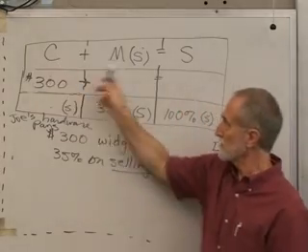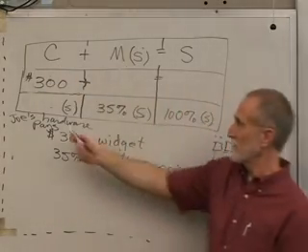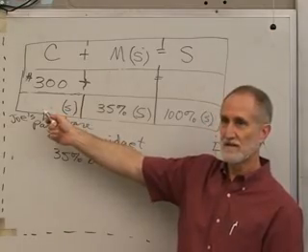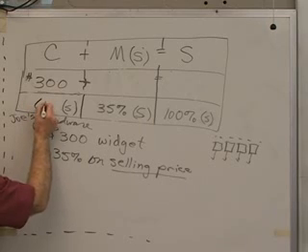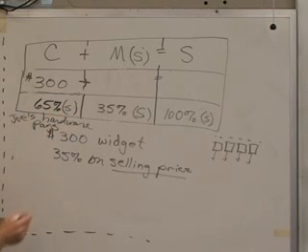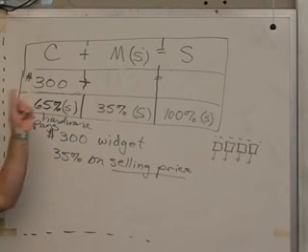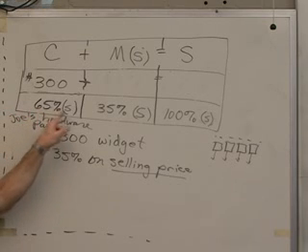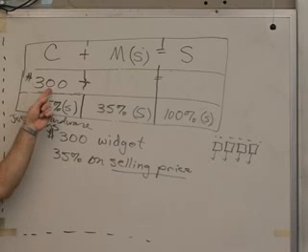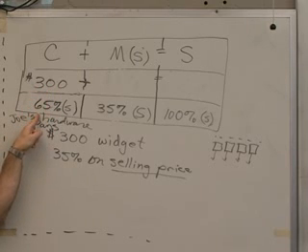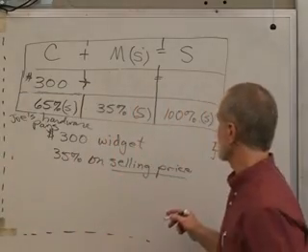So if first thing plus second thing has to be third thing, what number goes here? What percent? 100 minus 35. That's exactly right. 65%. So $300 equals 65% of the selling price. So to find the selling price, I take this top number and divide it by this bottom percent. So take 300 divided by 65%.